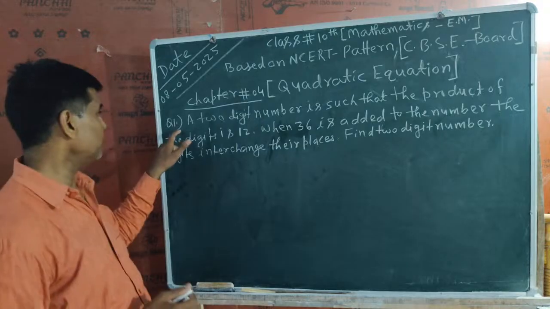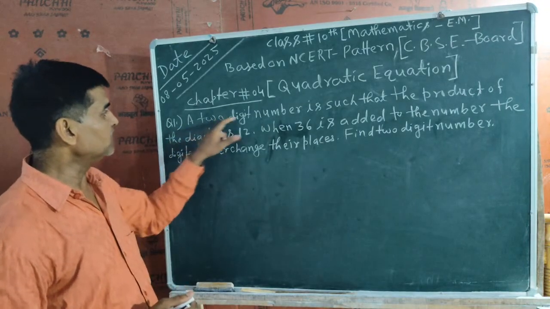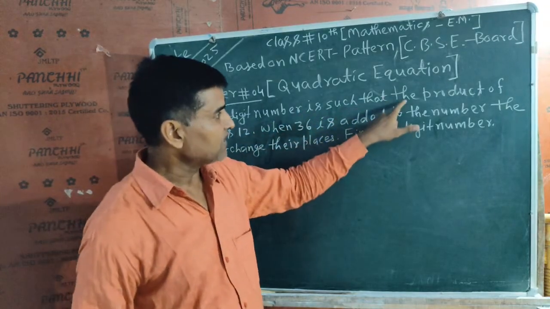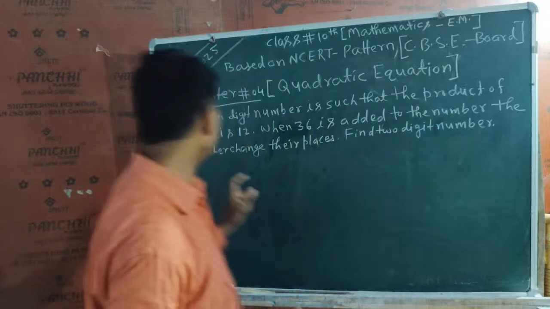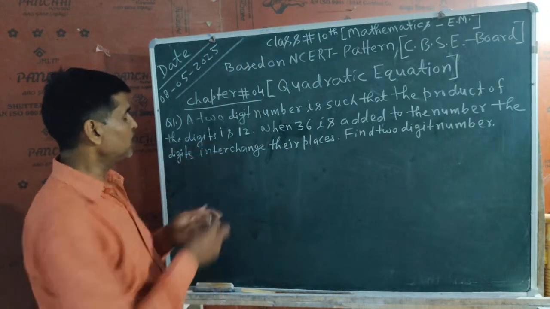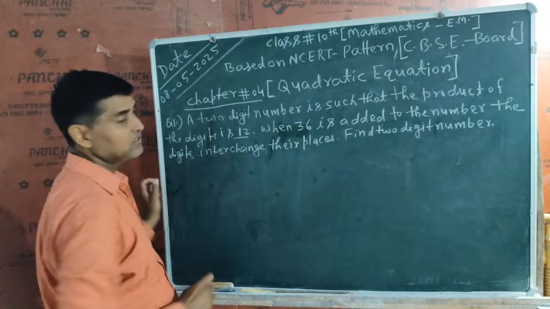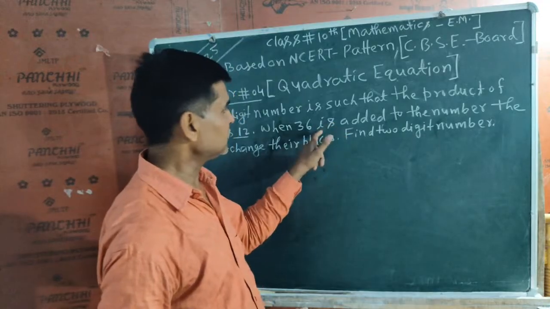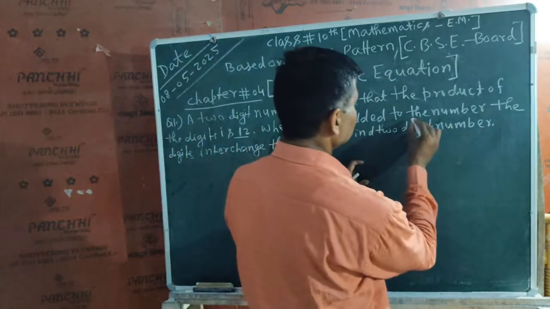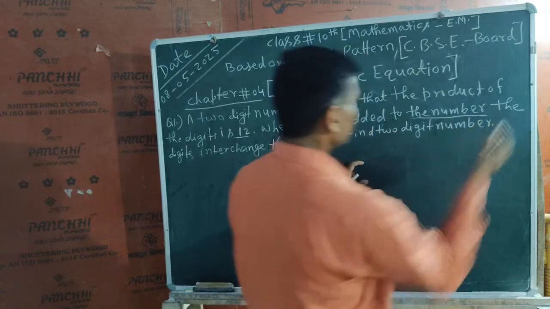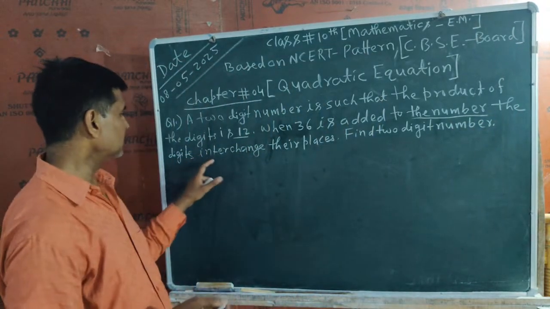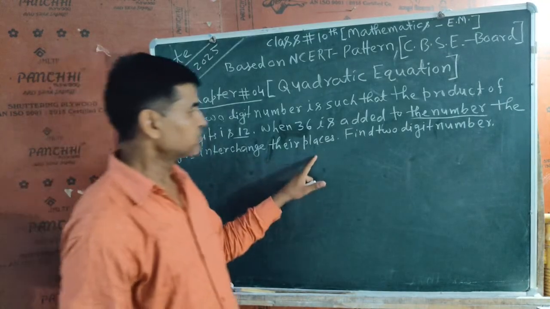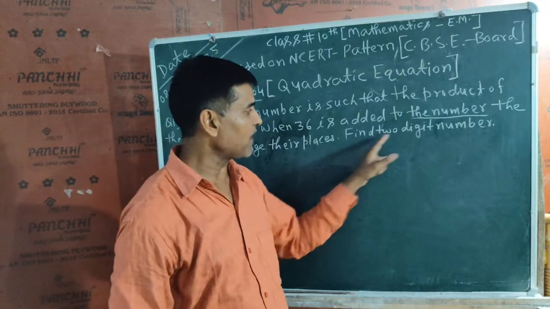Now question number 1. Here it is a 2-digit number. A 2-digit number is such that the product of the digits is 12. So the product of both digits is 12. When 36 is added to the number, the digits interchange their places. Find the 2-digit number.